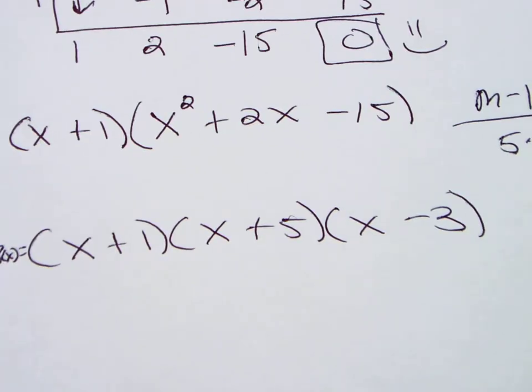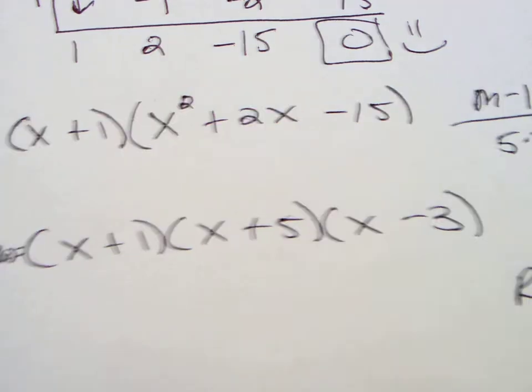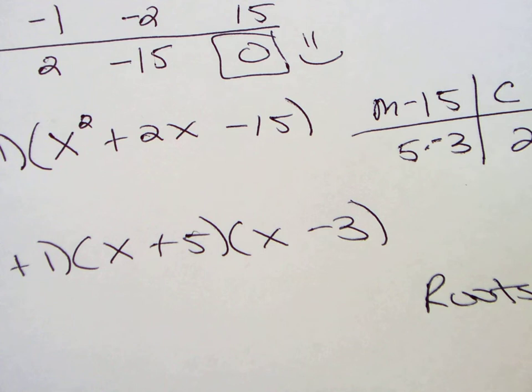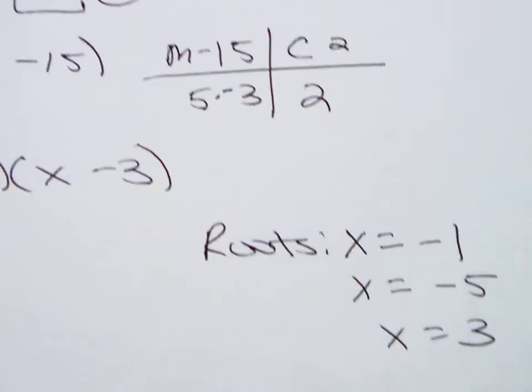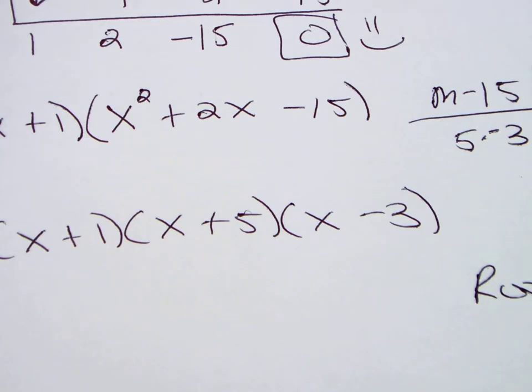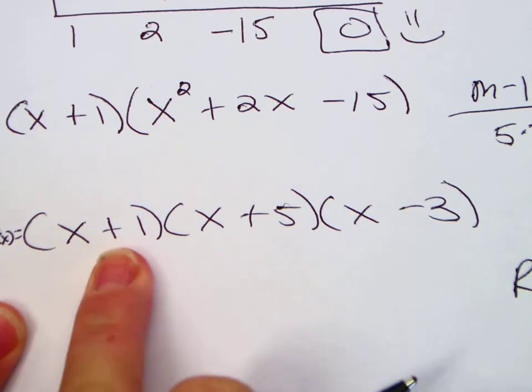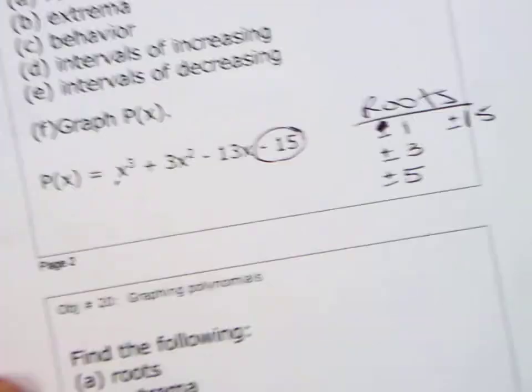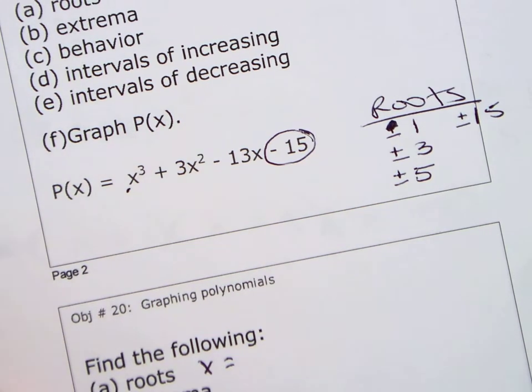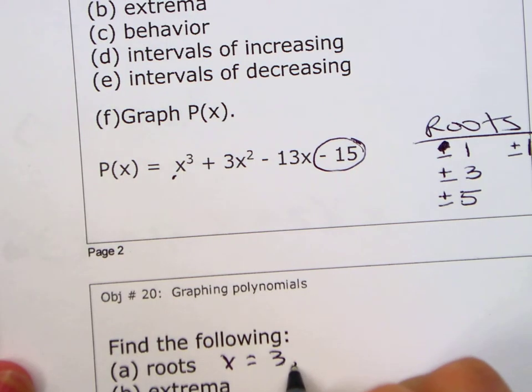No. So let's start with the roots. What are the roots? x equals negative 1, x equals negative 5, and x equals 3. Not so terrible. Just switch our signs. So I switch the signs. Negative 1, negative 5, 3. I'm going to write this here. x equals 3, x equals negative 5, x equals negative 1.